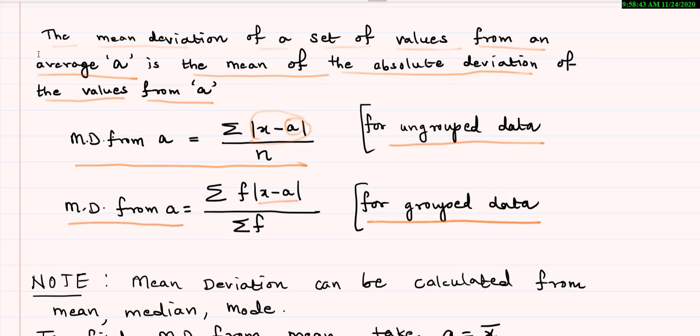So I read the formula of mean deviation from A for grouped data. It is summation of f mod x minus A divided by summation of f. Remember again that you are taking modulus first, then multiplying by f, and of this product you are taking the summation. Remember this.